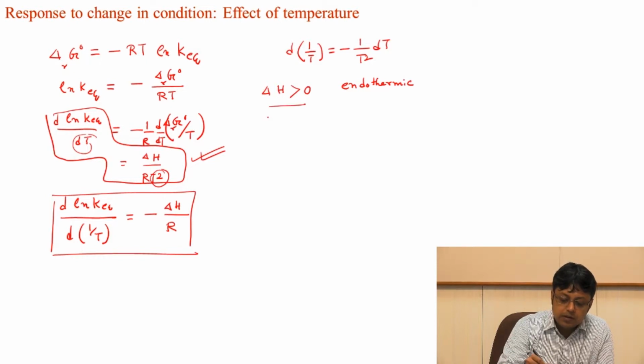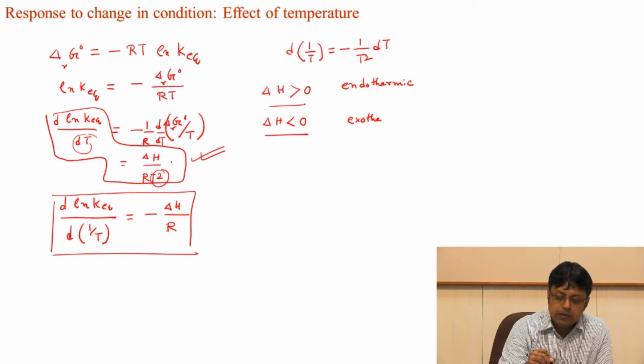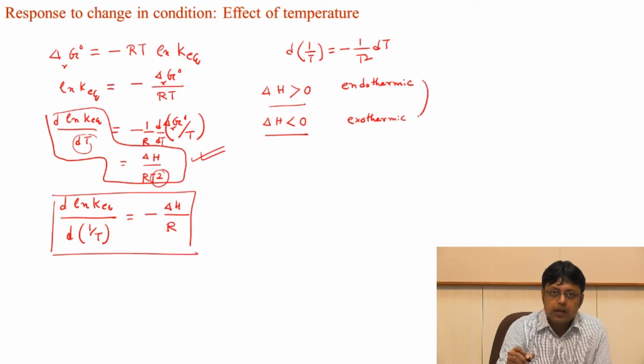Otherwise, if we have an exothermic reaction where heat is released, and you plot ln K equilibrium versus temperature, then you will see a negative slope. So then you can actually predict whether this reaction is endothermic or exothermic by looking at whether the equilibrium constant is changing with temperature or not.